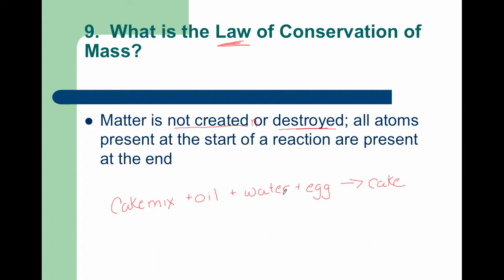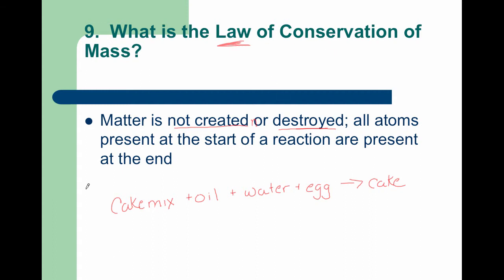So what I start with in the beginning, I have the same amount in the end. It's just in a different format. It's in a different appearance. It's in a different look. But I still just have my 1/4 cup of water, my 1 egg, my 1/3 cup of oil, and my cake mix, and they make the cake. Nothing's created once I put it in the oven. When I put it in the oven, I'm not magically going to get chocolate chips out of it. What I start with, I end with. It's just in a different way.